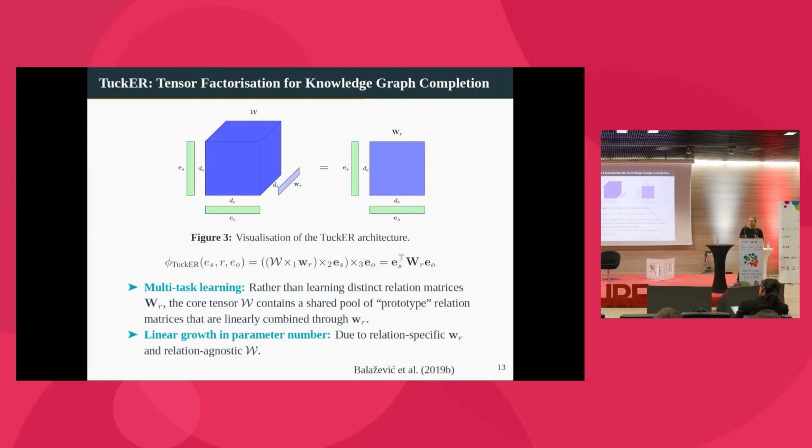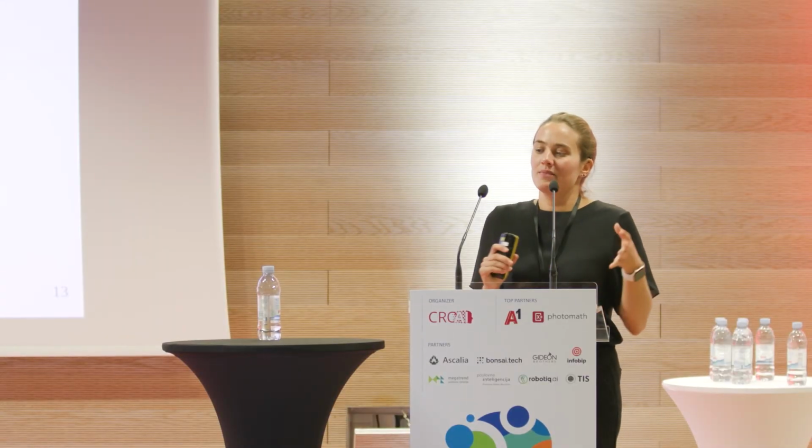The other reason is scalability. By doing the full Tucker decomposition, we essentially have a linear growth of the number of parameters with the number of relations, whereas in the case of RESCAL, this growth is quadratic. Essentially, so this is TuckER.